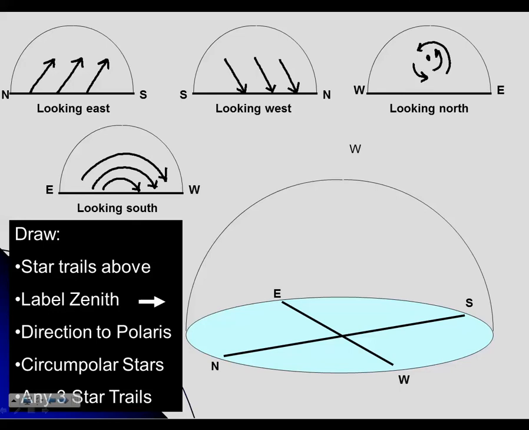Okay, next thing we've got to do. We just drew the star trails above, so let's cross that off. Now we have to go to the diagram below and label the zenith. Zenith is the point straight above the observer. So this is the zenith up here. All right, got that done.